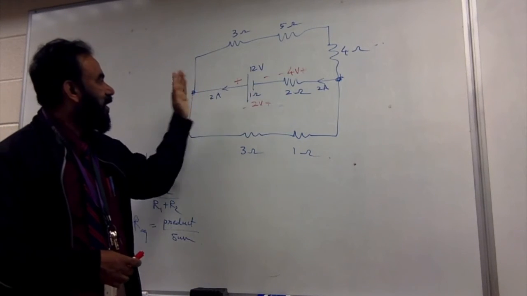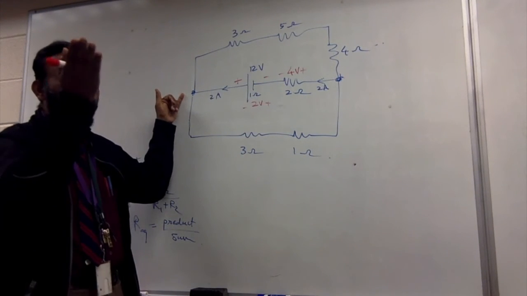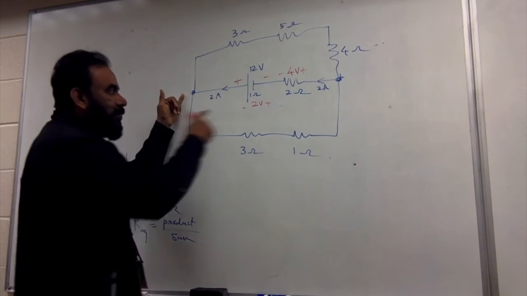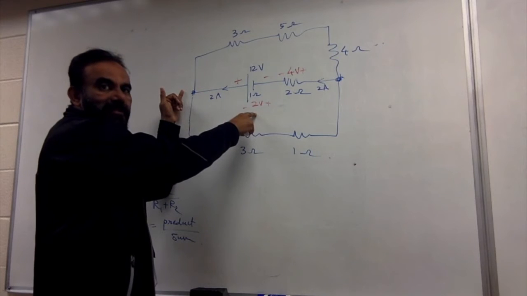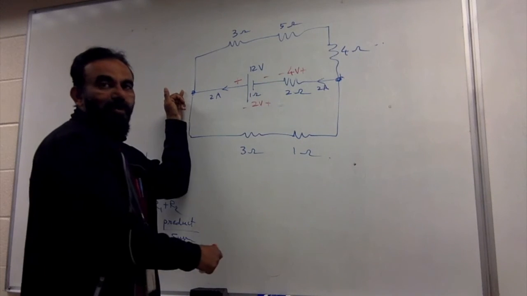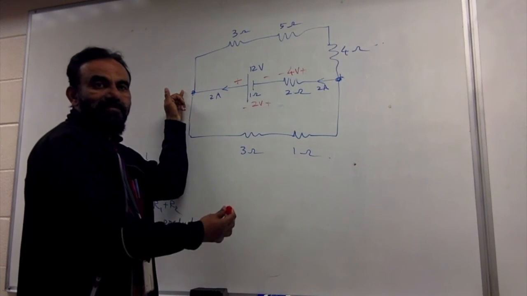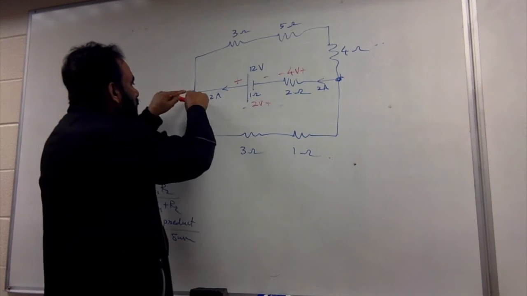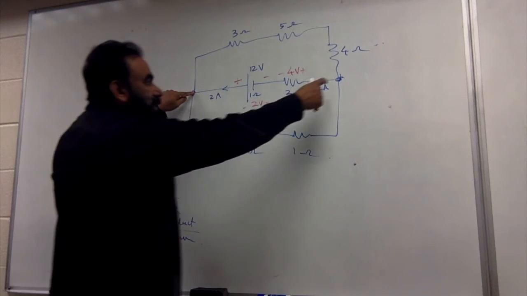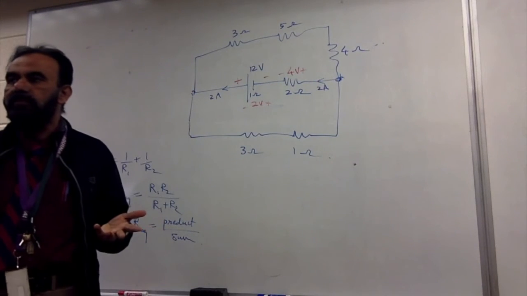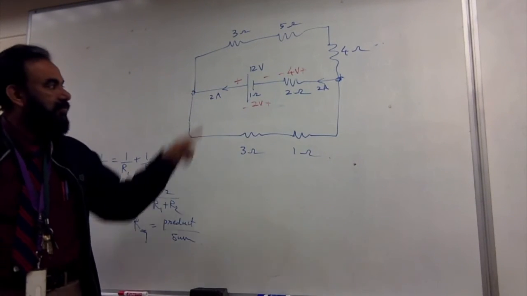The cell is making this terminal 12 volts higher. And this is killing that by 2 volts. So now it is 10 volts, right? And this is killing it by 4 more. So that means the potential difference from here to here is 6. So if I connect a voltmeter between here and here, it should read 6 volts.